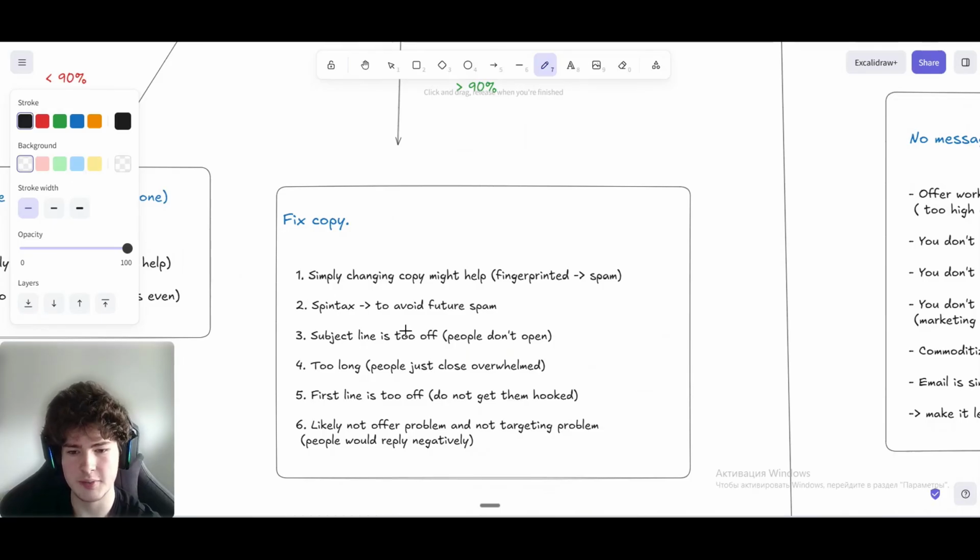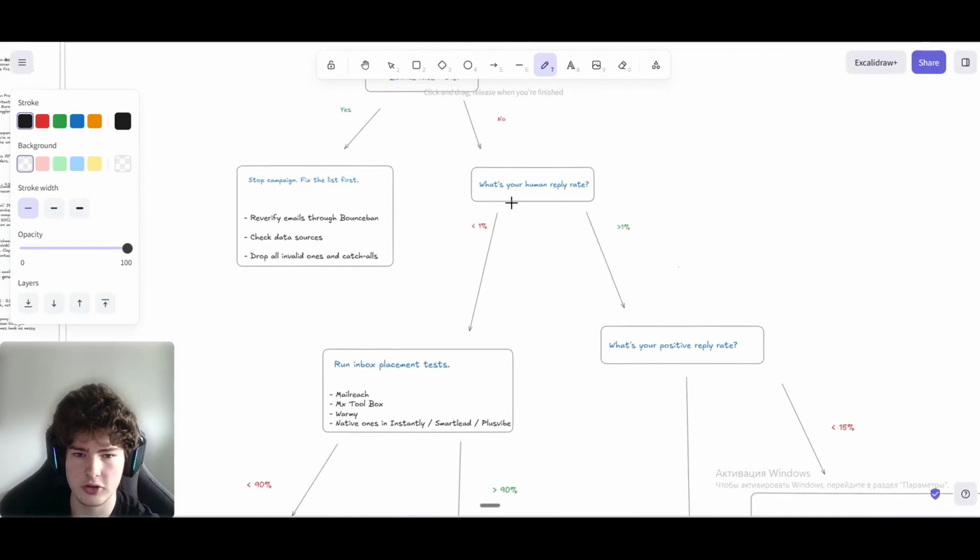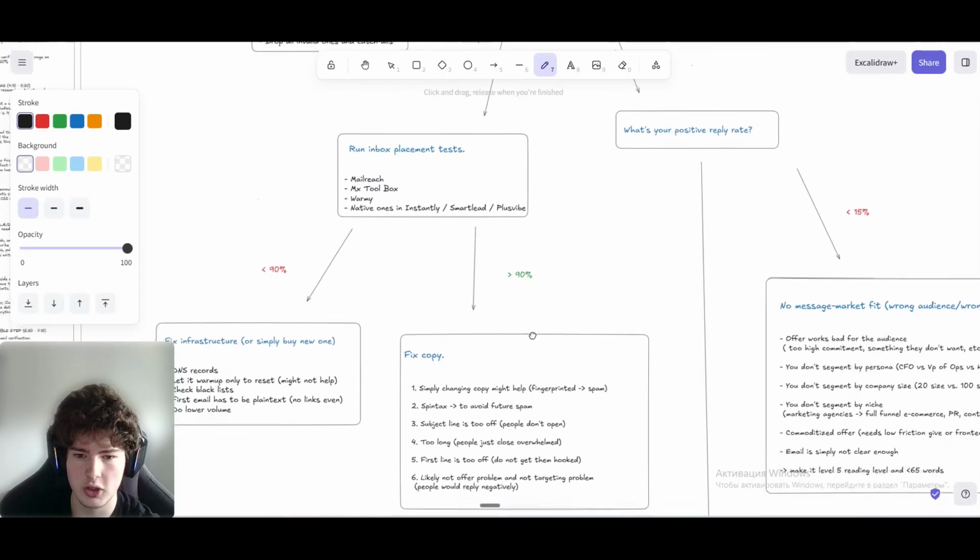Might be worth adding spin tags to avoid future spam and copy fingerprinting, because emails will be more unique. Maybe the subject line is too off. People just don't open it, and that's why they don't reply fundamentally, right? Because the issue here was human reply rate was low.